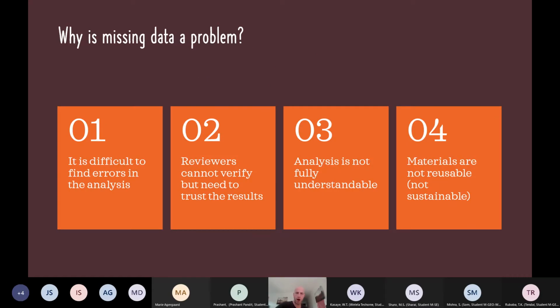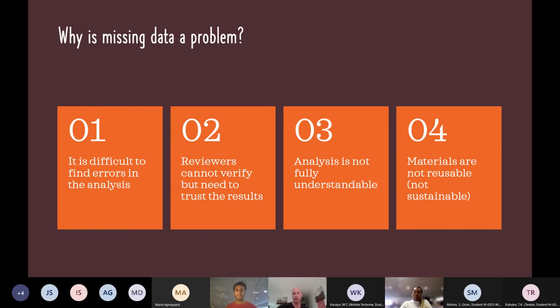So now that we know about the research process, let's briefly summarize the problems of missing data. First of all, finding errors in the research results is almost impossible if the data and the analysis are not available. All you have is a PDF document with text describing what was done and how. Second, reviewers cannot verify the results if the materials are not there. All they can do is to trust what is reported in a paper.